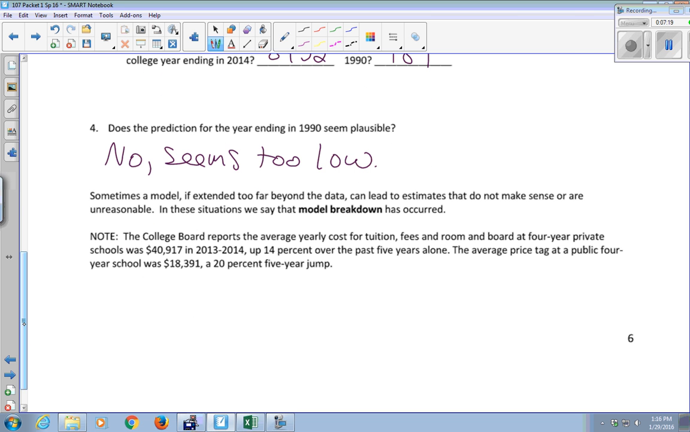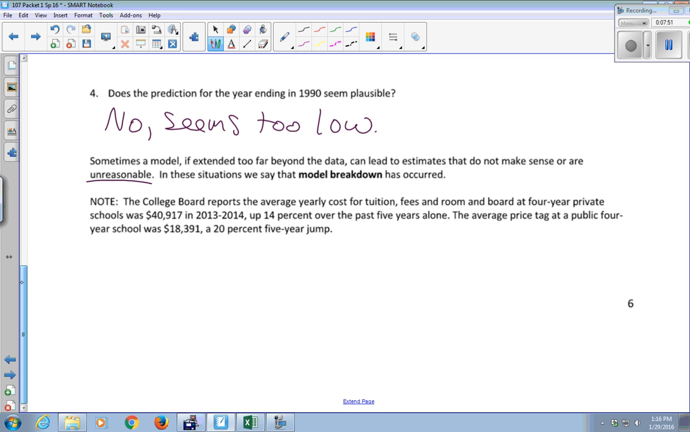All right, so sometimes a model, if you extend it too far beyond the given data, so our data went from 2000 to 2010. When we went out to 2014, seemed fine, didn't seem anything crazy, but when we went back to 1990, we got kind of a crazy answer, kind of an unreasonable or nonsensical answer. And in those situations, we say that we have model breakdown. The model just doesn't work anymore, so we call it a model breakdown.